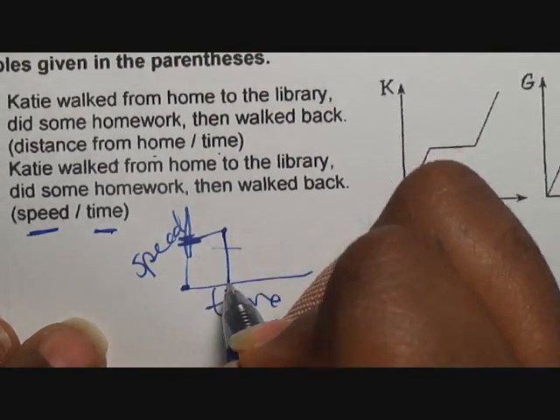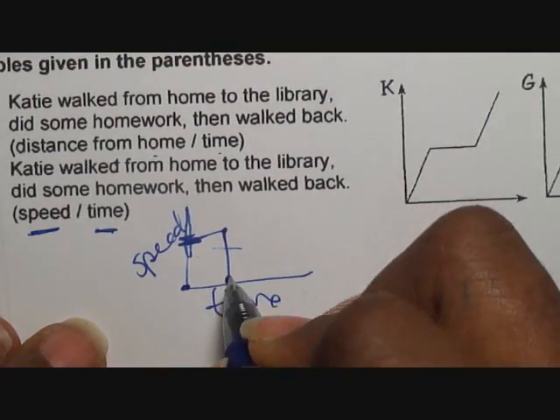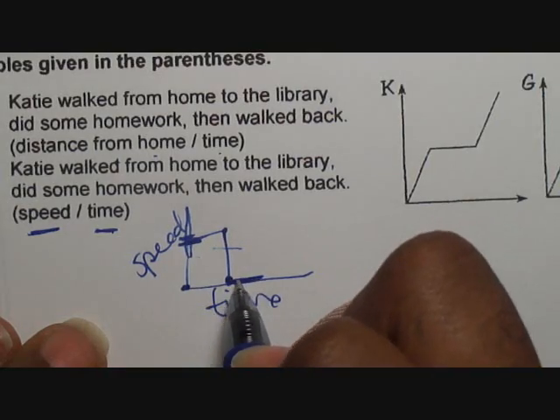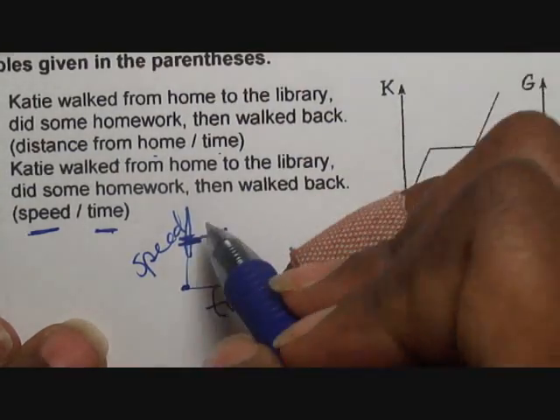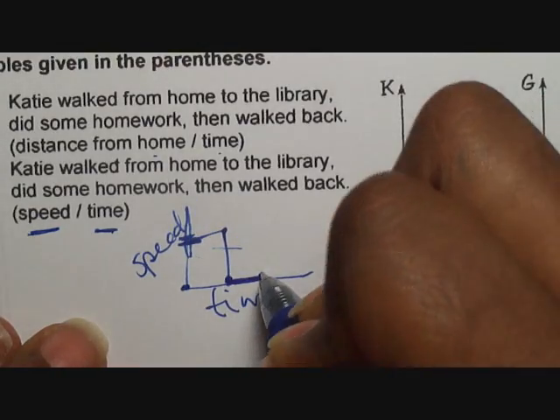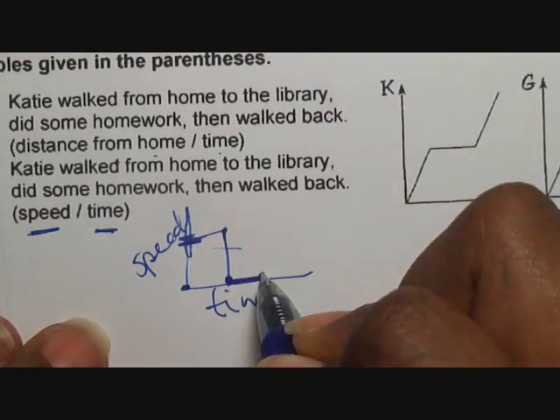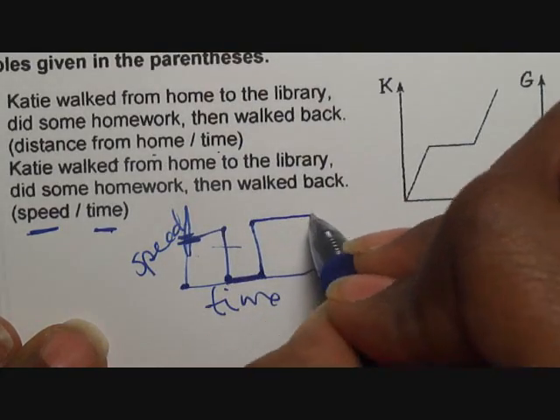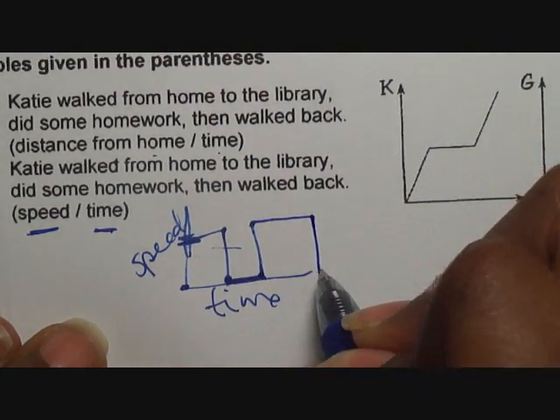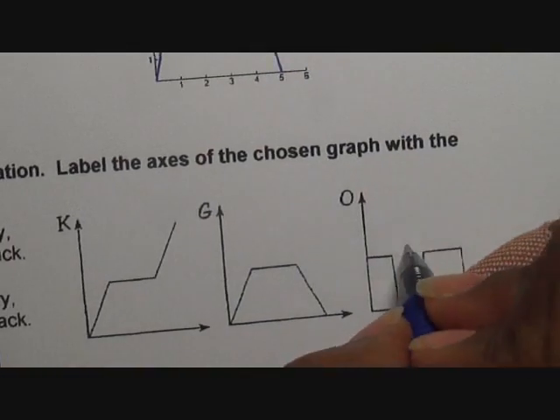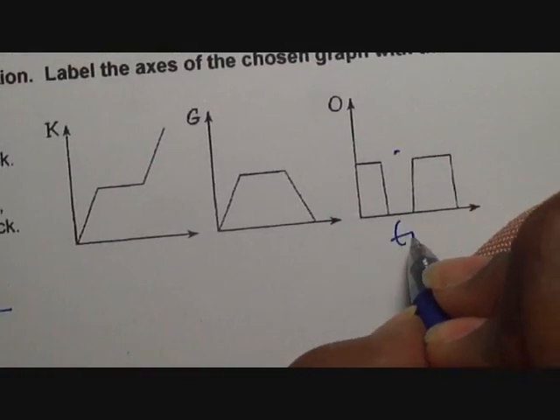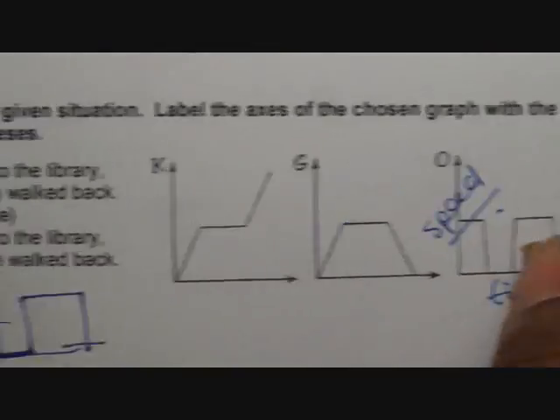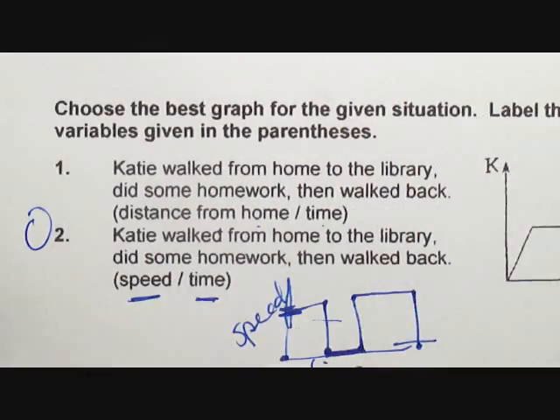We immediately go down because then she's not moving at all. She studies. Time is still passing, but she's not moving as far as speed goes. And then she walks back home. So she's back up here all of a sudden because she's moving again. And then she ends up at home. So that is how this one would work. And again, we said this is time and this is speed. So number 2 is O.